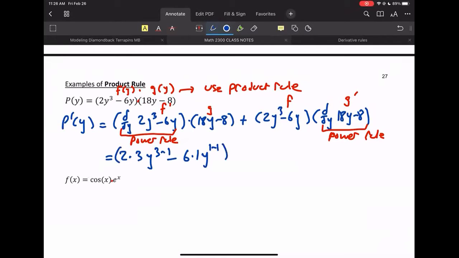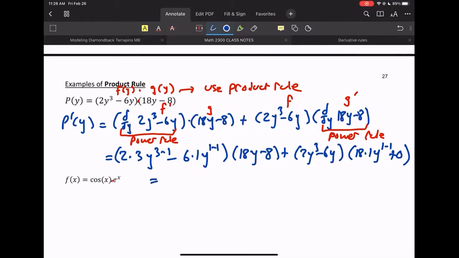This might be the last time I do the details on the power rule, so let me know if you want to hear about that. Right, and then that other power rule, bring down the 1, subtract 1 off the power, and then the 8 just goes away. And so this will be our answer then, right? We'll get 6y squared minus 6.